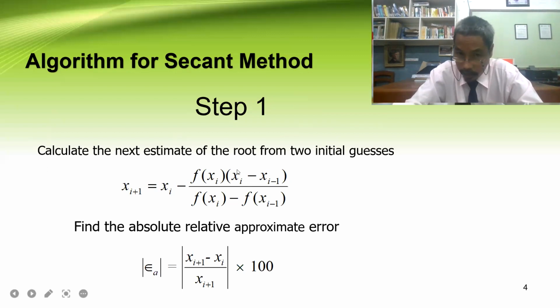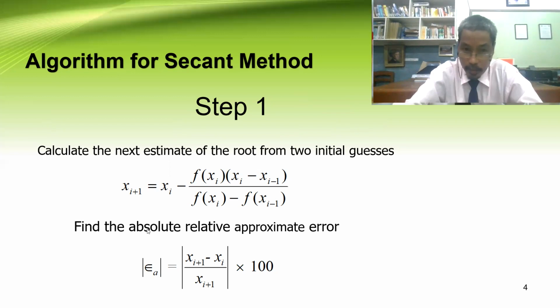So we need xi and xi minus 1 to evaluate this. We need xi to evaluate this. We need xi to evaluate this. We need xi minus 1 to evaluate this. So there are two values that we need to guess as initial guesses.